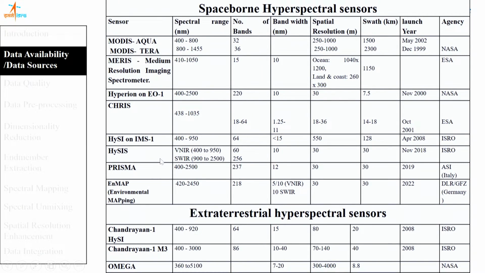Then HySI is one of the sensors on IMS-1, the Indian Mini Satellite 1. A similar sensor was flown with the Chandrayaan 1 satellite. Then HySIS was developed by ISRO and launched in November 2018. PRISMA was launched in 2019 by the Italian Space Agency, and EnMAP was launched by the German Space Agency in 2022. Then coming to extraterrestrial hyperspectral sensors, there are Chandrayaan 1 HySI, the Chandrayaan 1 Moon Mineralogy Mapper, and OMEGA. Then CRISM is one of the sensors on the Mars Reconnaissance Orbiter. Thermal imaging sensor is there. Chandrayaan 2 also had one hyperspectral sensor.